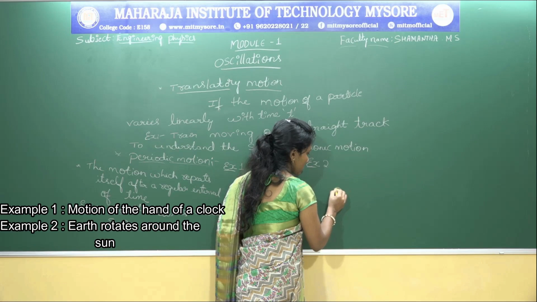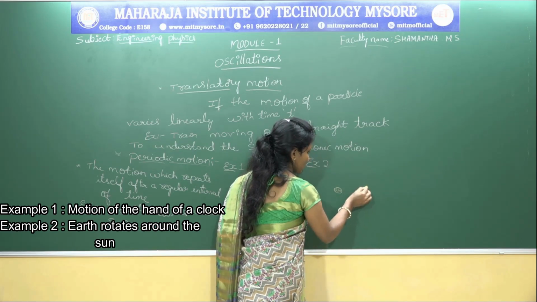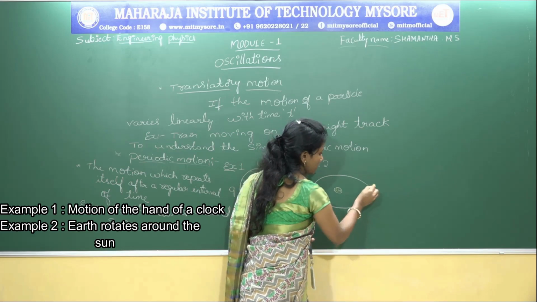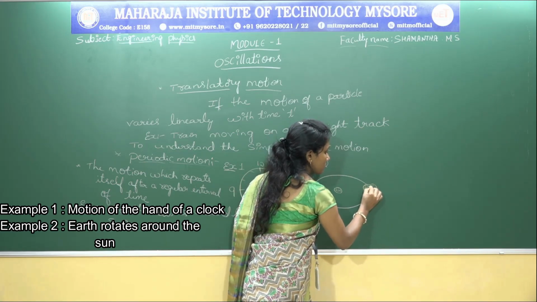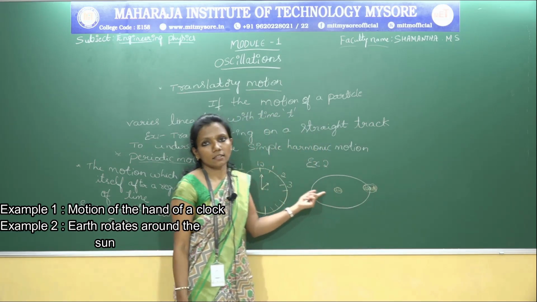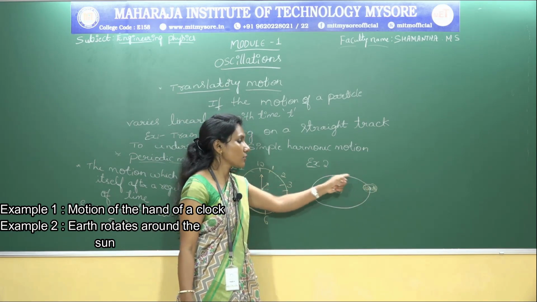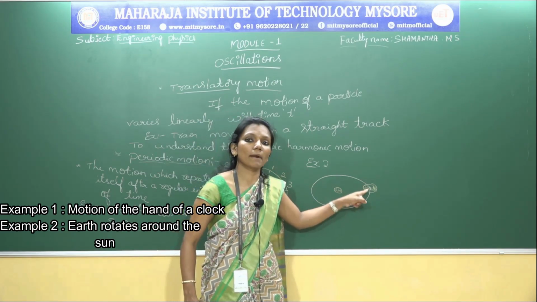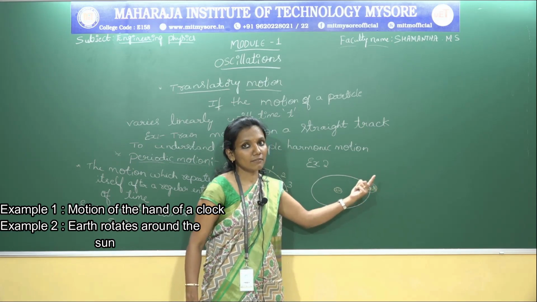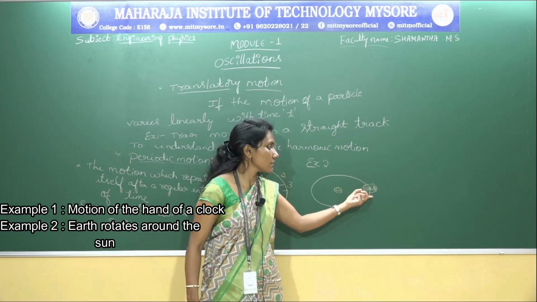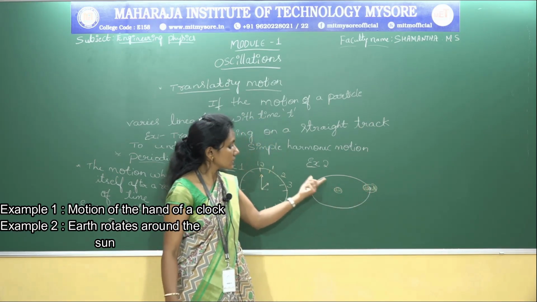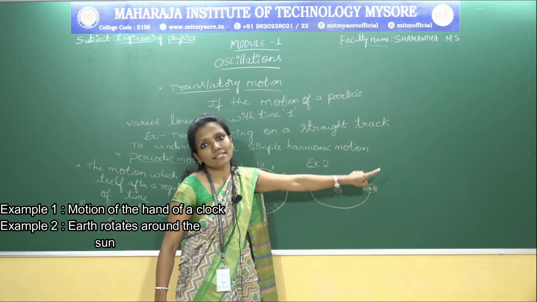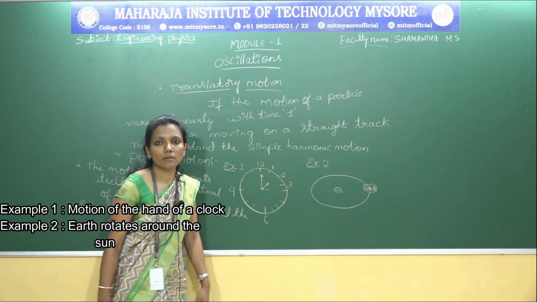Consider the sun, and the Earth in the orbital path. The Earth rotates around the sun. For every 365 days the Earth will come back to its same position. At that time the velocity, acceleration and displacement remain the same. So this is also a periodic motion. After some interval of time the Earth will come back to its same position. These two are the best examples for periodic motion.